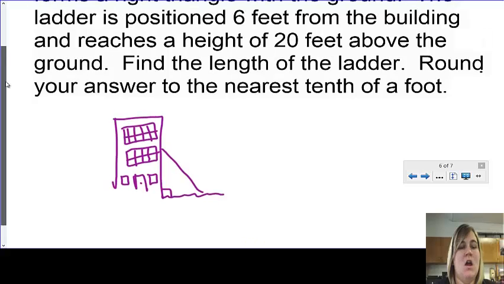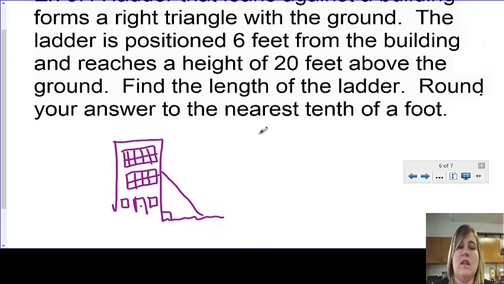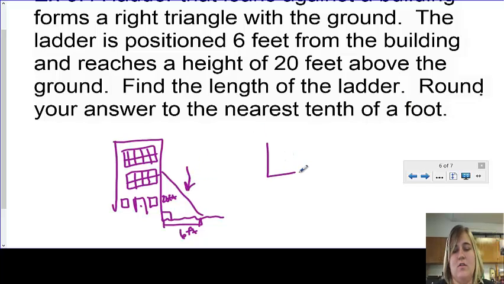Okay? It says that the ladder is positioned 6 feet from the building and reaches a height of 20 feet above the ground. So 6 feet from the building, this distance is 6 feet, and this distance, the height, is 20 feet. Find the length of the ladder. I want to know what this distance is right here, the length of the ladder. So I'm going to draw a better triangle. I have 6, this is my right angle, this is my 20, and this is the side I want to know.